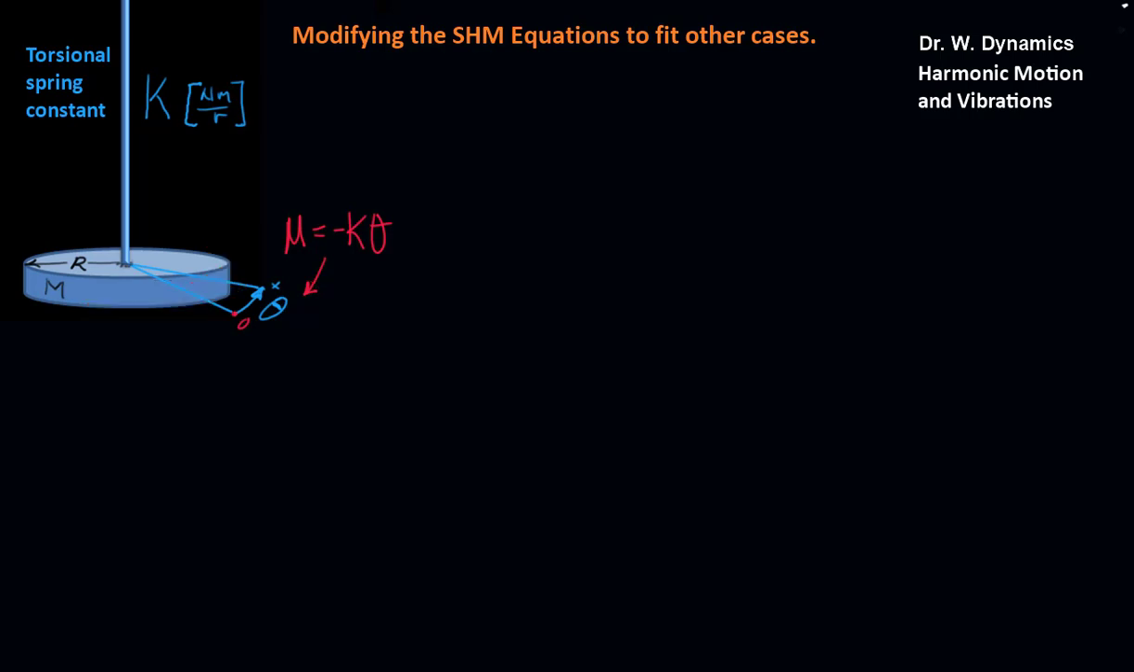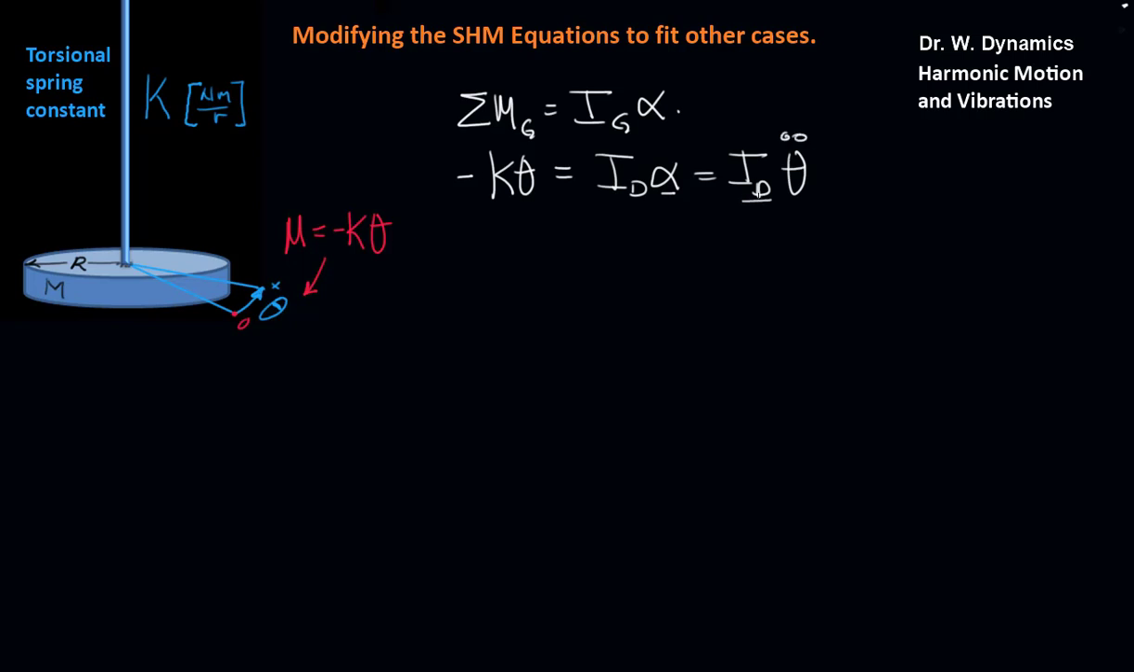We can apply a moment equation to the center of this thing, so the sum of the moments about G will be I G alpha, and the moment will be minus k theta, and that will equal I of the disk times alpha. We could write alpha as theta double dot.